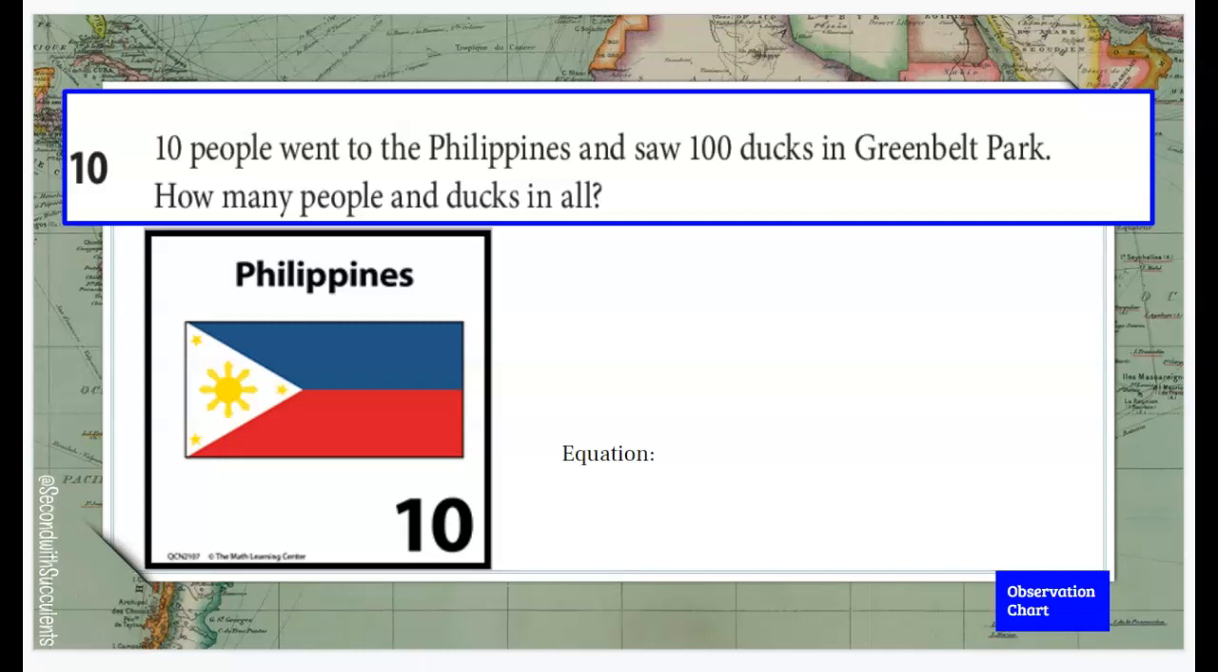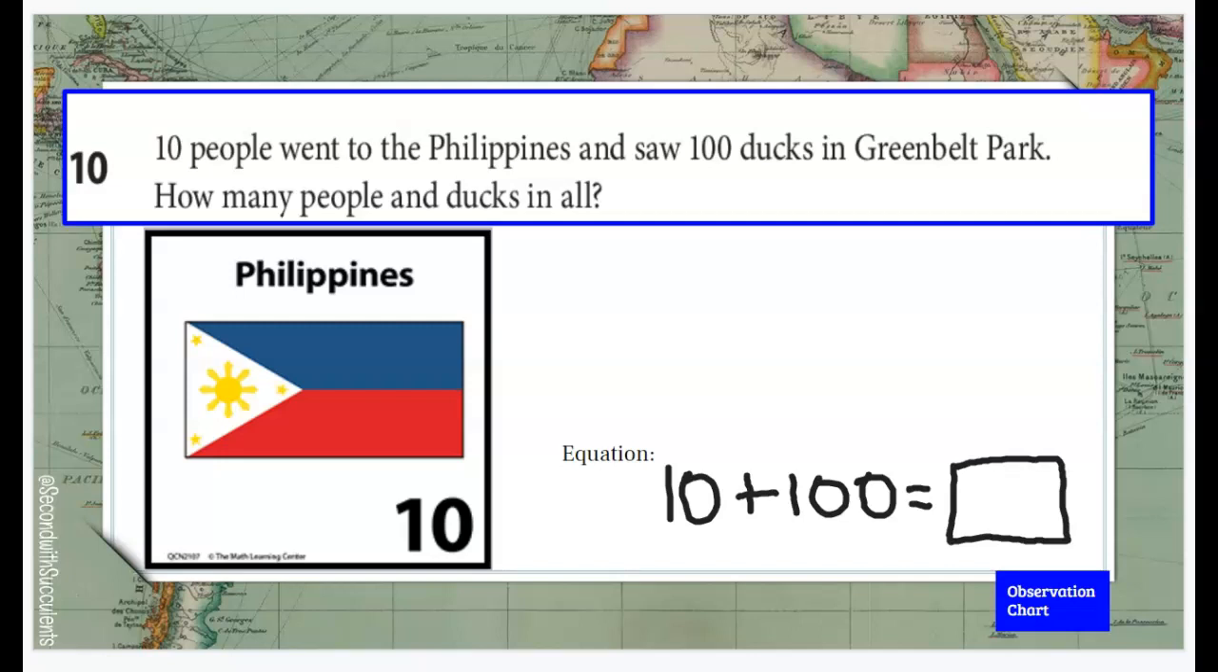10 people went to the Philippines and saw 100 ducks in Greenbelt Park. How many people and ducks in all? Remember to use a box for the missing part. Show a connection if your equation looked like this. We have 10 people. We know there are 100 ducks. We want to know how many people and ducks in all.